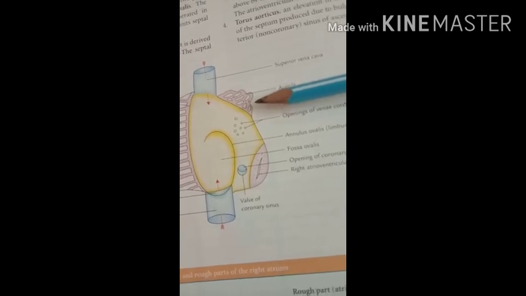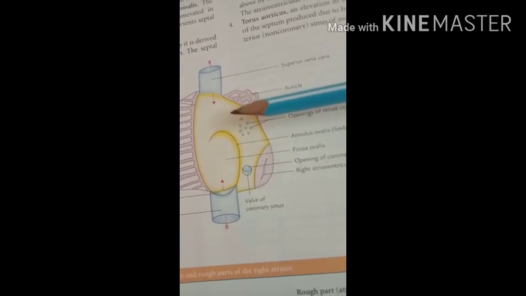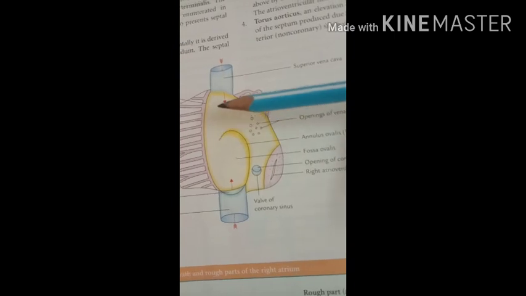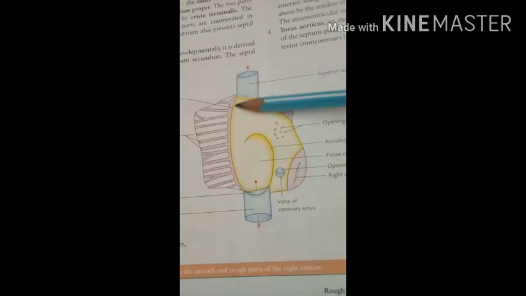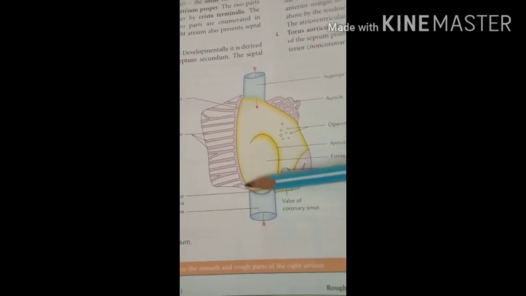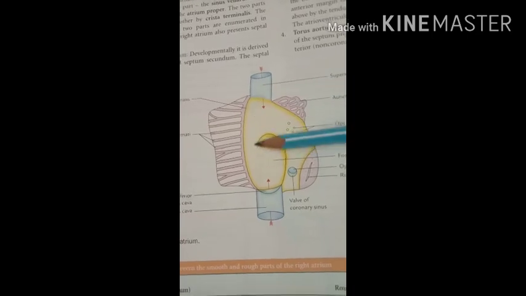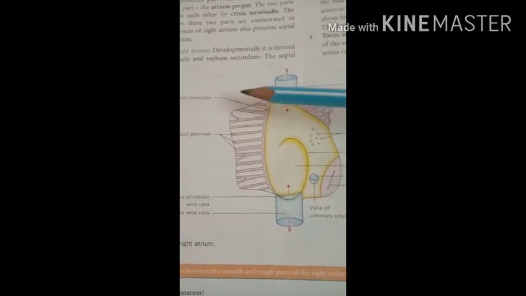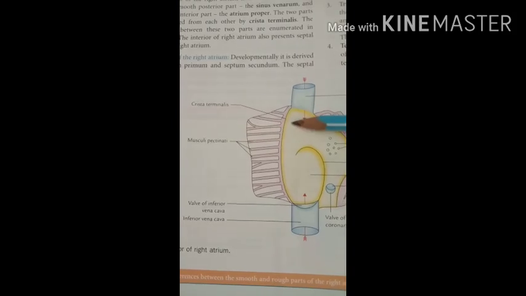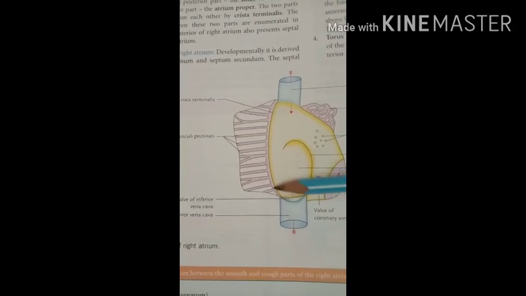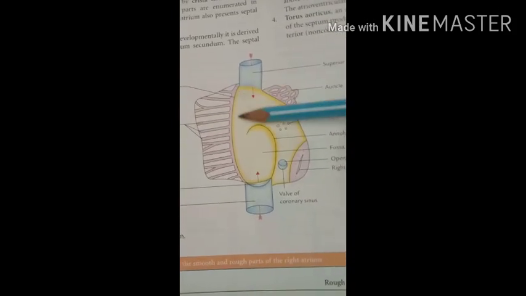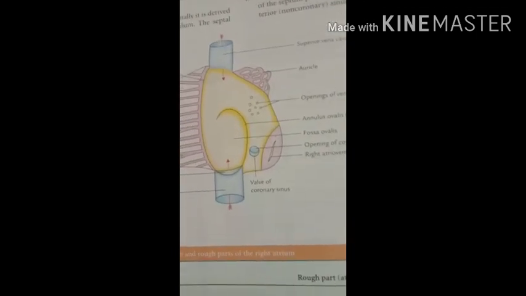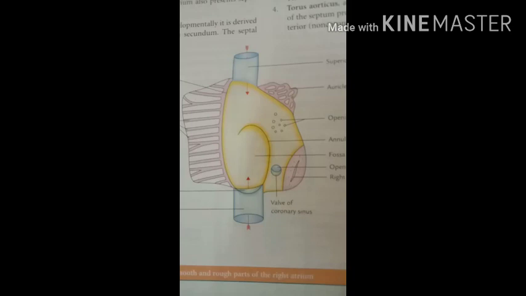Then along the right border of the atrium there is a shallow vertical groove. So on the right side you can see it is a shallow vertical groove. This one is called the sulcus terminalis. Then next to it, the upper part of the sulcus terminalis.